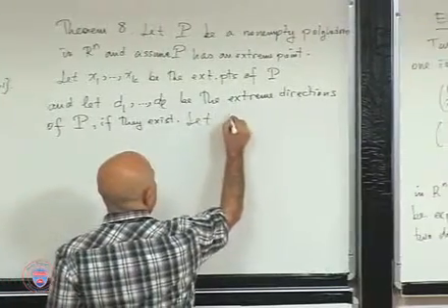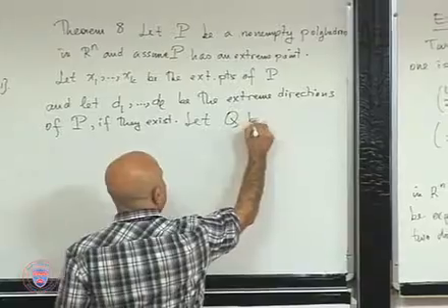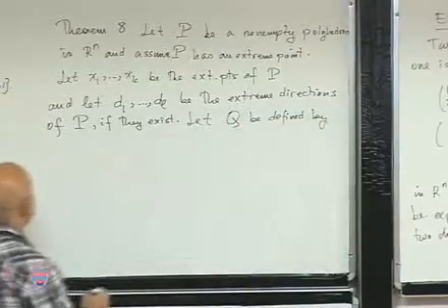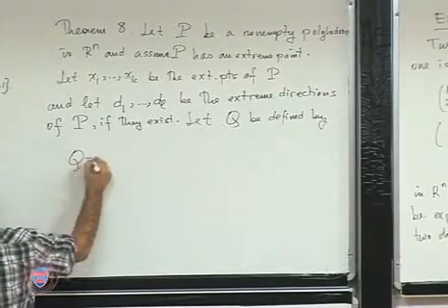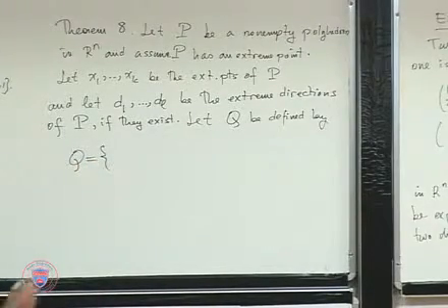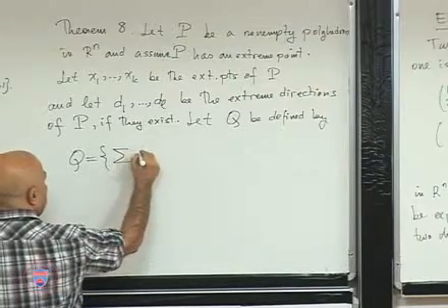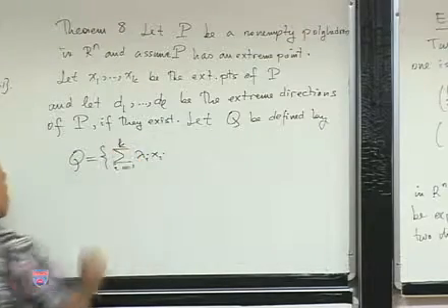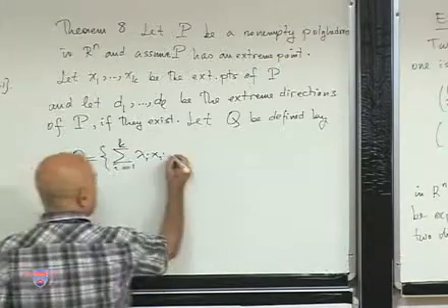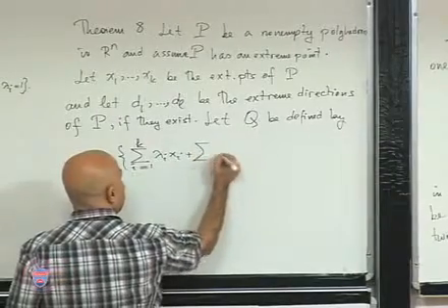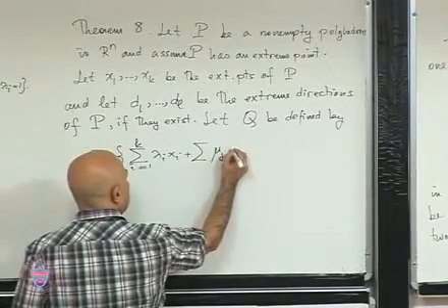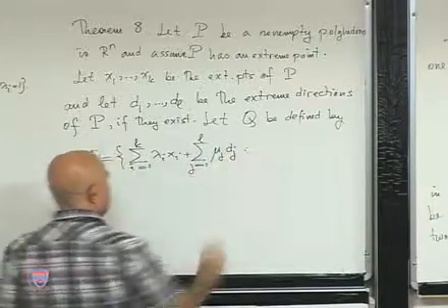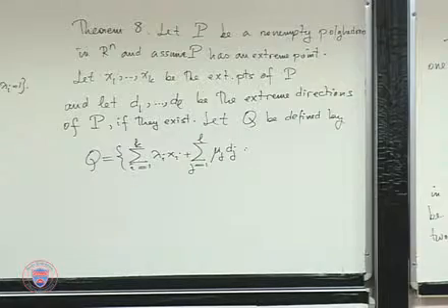Let Q be defined by the following. You take lambda i xi, i going from 1 to k, plus you take, say, mu j dj, j going from 1 to L, and you form a point when you add them up.